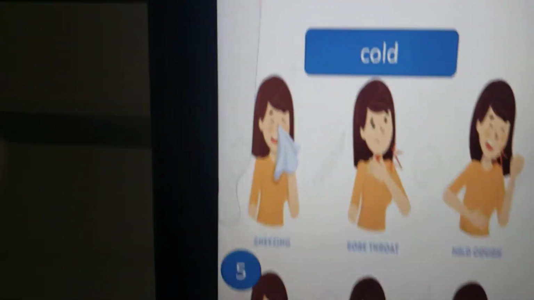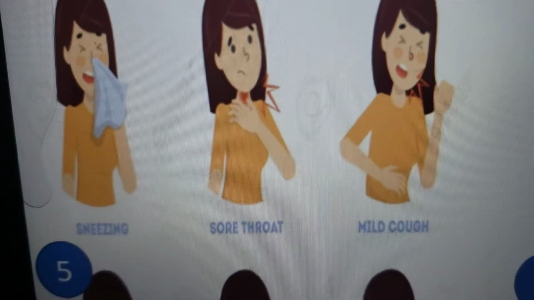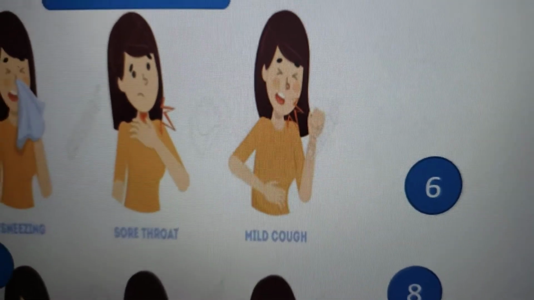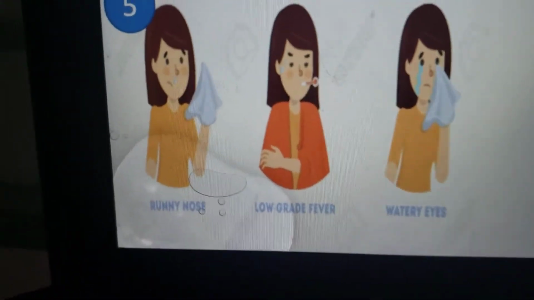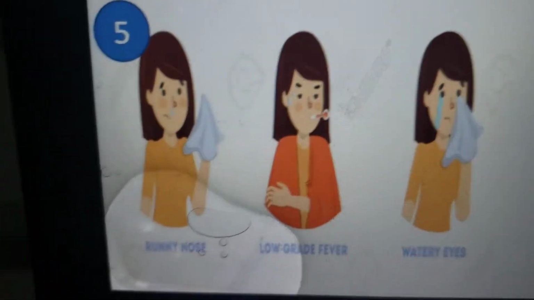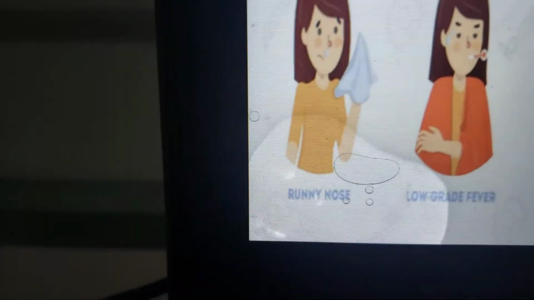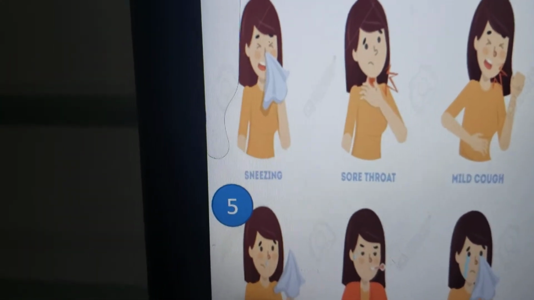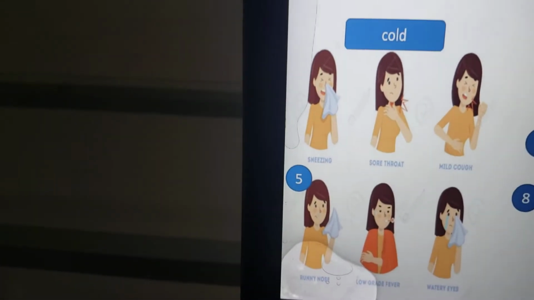This person has a cold. She is sneezing. Achoo! Her throat hurts. I cannot talk. She has a cough. She has watering eyes. That means her eyes have water. She has a low-grade fever. You see? She's trying to measure her temperature in the mouth. And her nose is running. She's using the towel to wipe her nose. So these are signs or symptoms of a cold.